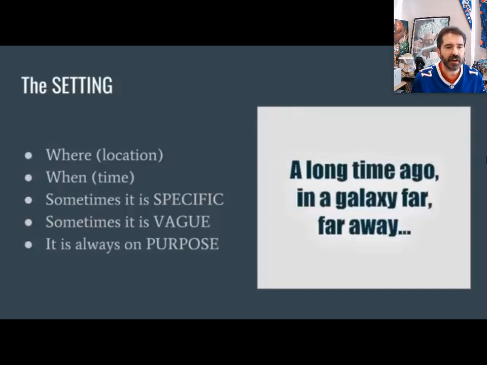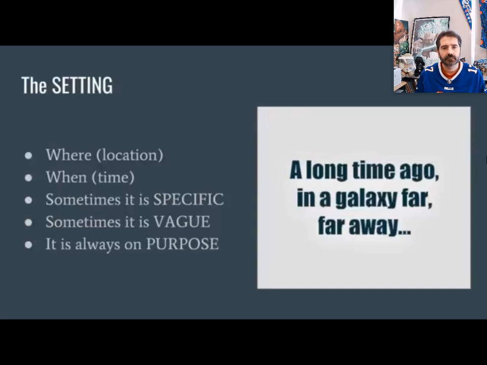Sometimes it's very specific. For example, Romeo and Juliet takes place in Verona, Italy during the 1300s. Other times the setting is more vague. For example, Star Wars takes place a long time ago in a galaxy far, far away.